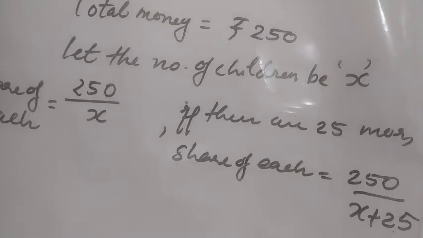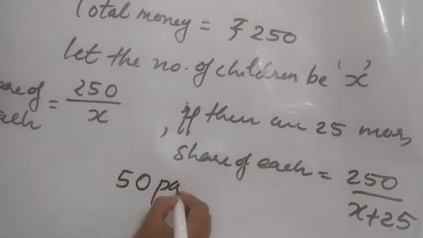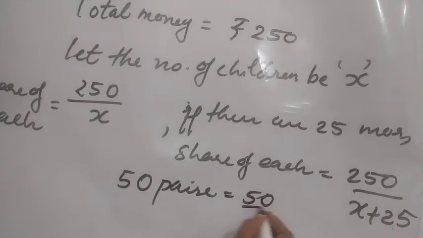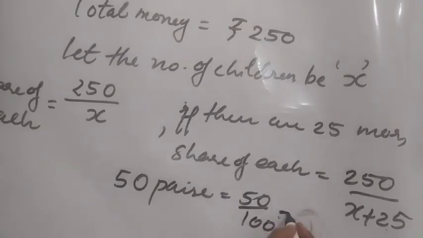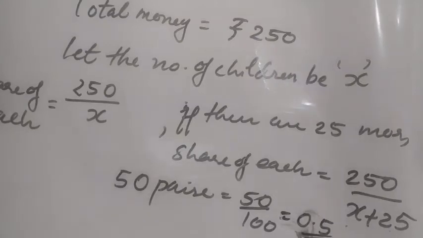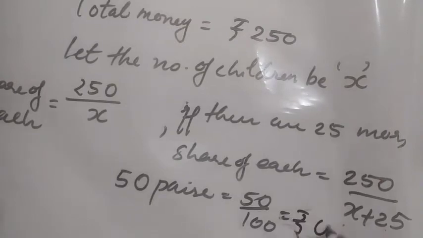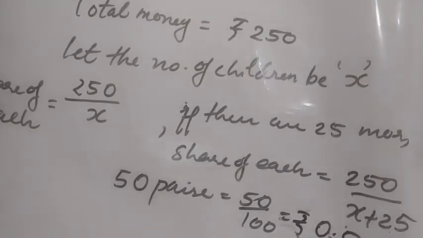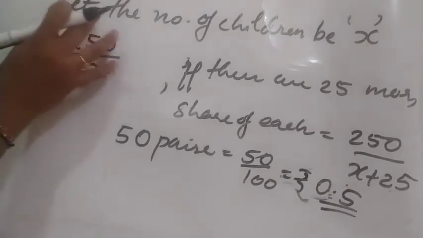Now, if there are 25 children more, each would have received 50 paise less. How much less does each one get? 50 paise only. So, how can we convert 50 paise to rupees? 50 by 100, we know that. Half or 0.5 rupees. You can write rupees 0.5. We can apply this value in the equation. The difference between these two shares is 0.5.